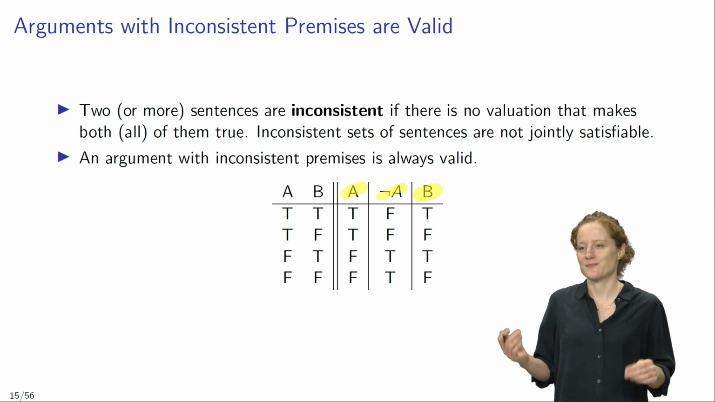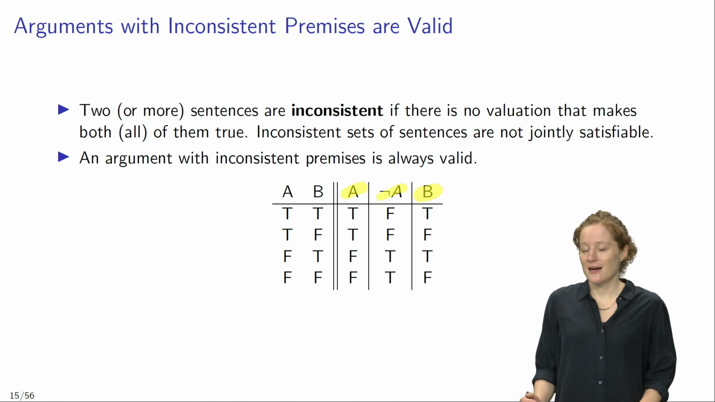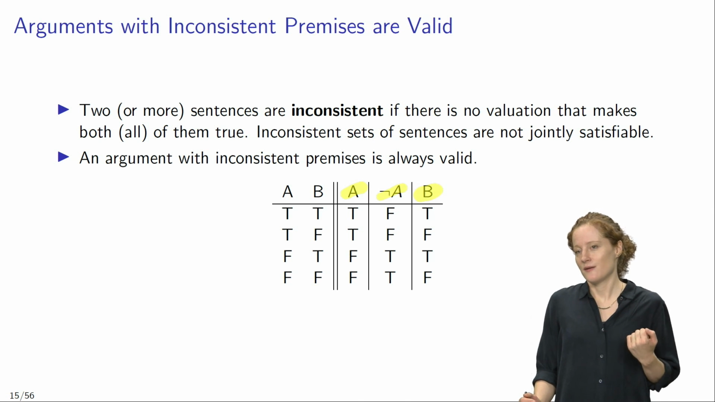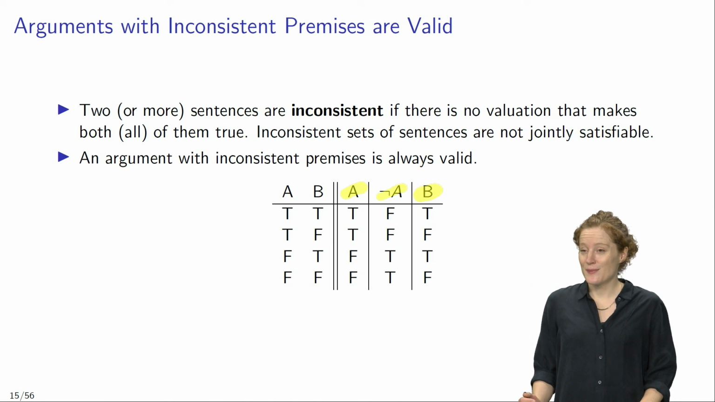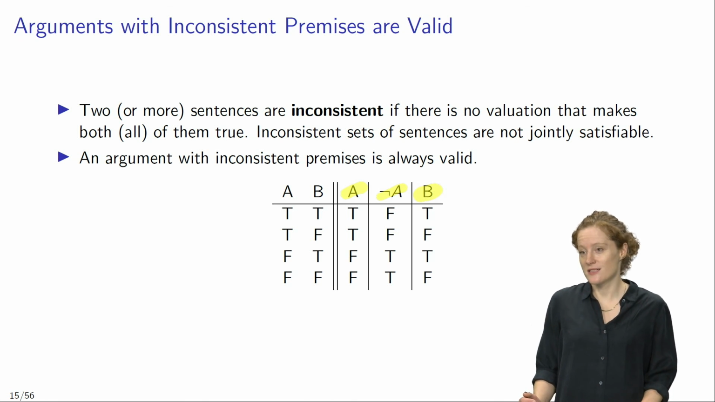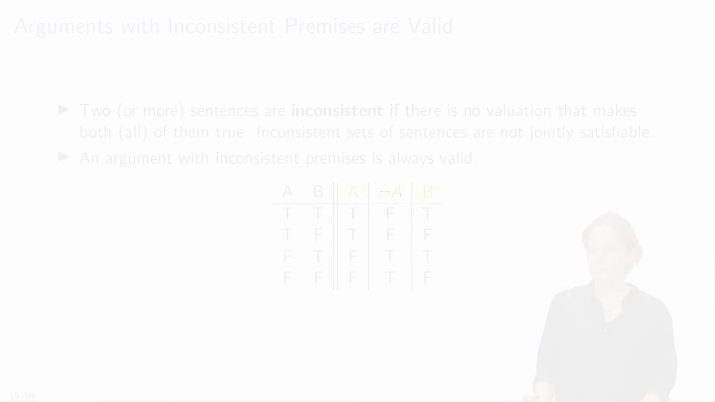So that means that vacuously, every line in which both premises are true is a line in which the conclusion is true. To put the point somewhat differently, an argument is invalid if and only if we can find a line in the truth table where both premises are true, but the conclusion is false. But if the premises are inconsistent, meaning that there's no valuation that makes all of them true, we simply won't find such a line. We won't find a counterexample that establishes that the argument is invalid.